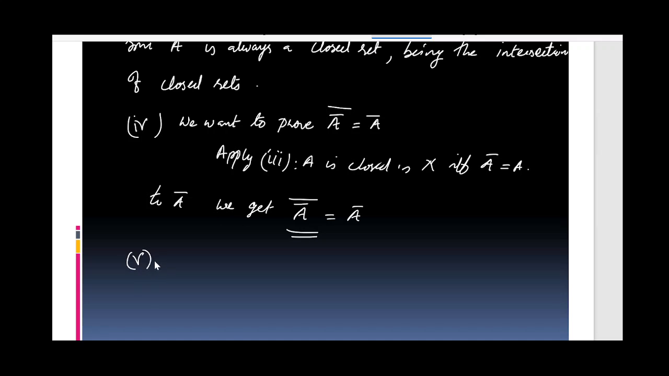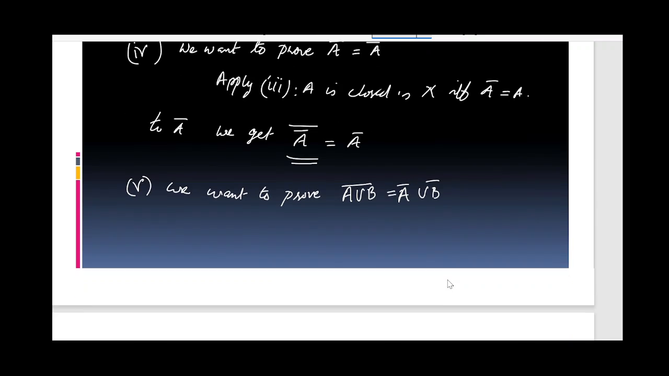Now only the fifth one is remaining for us. For fifth one, what do we want to prove? We want to prove A union B closure is equal to A closure union B closure.